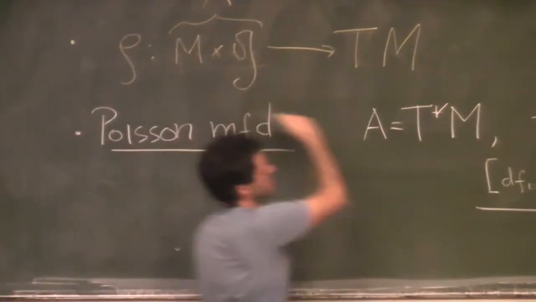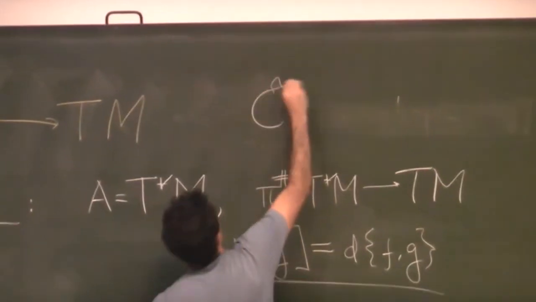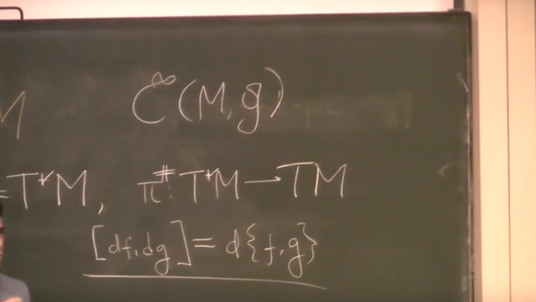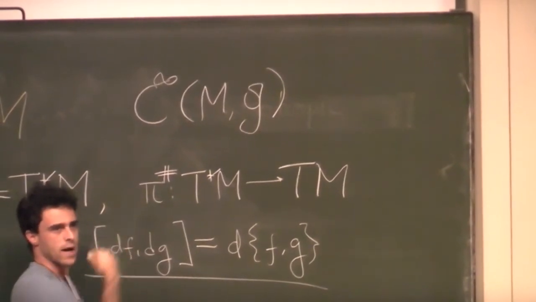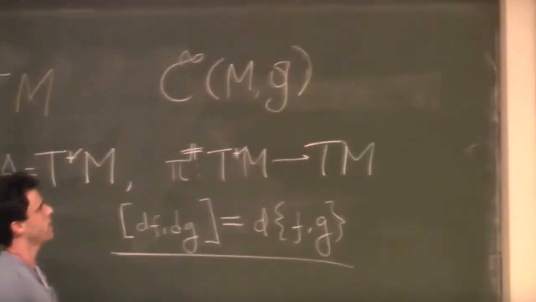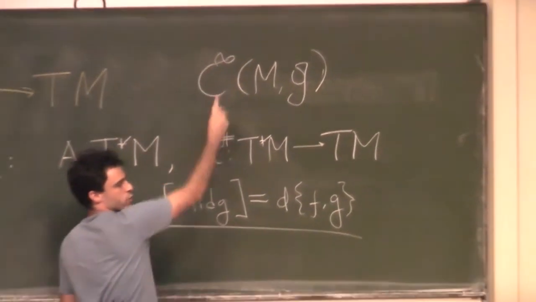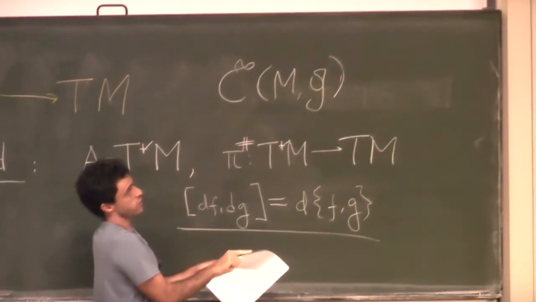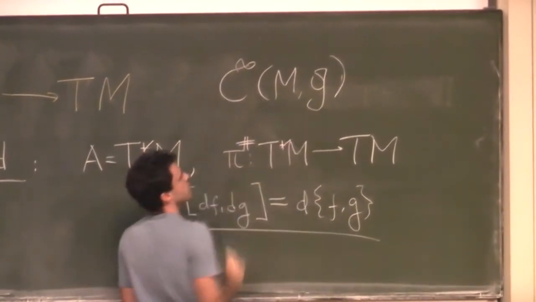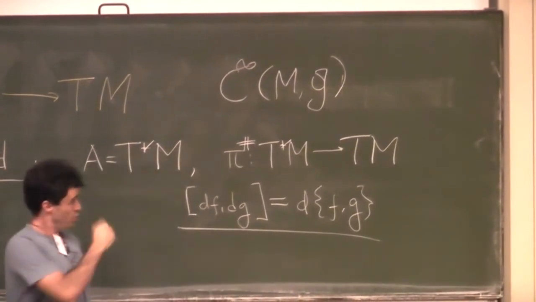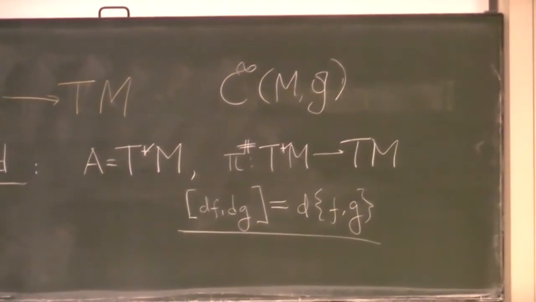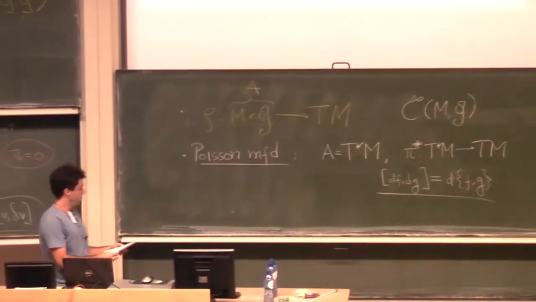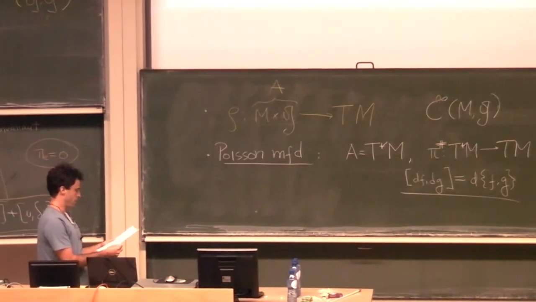So what are the sections in this first example? The sections here are just functions on M with values in the Lie algebra. So the constant functions are just Lie algebra elements. And there is only one bracket on these functions that restricts to the original bracket on constant functions, the Lie bracket on G, and satisfies the Leibniz identity. There's just one bracket that you can write with these properties. Okay, so that's the Lie algebroid of a Poisson manifold, right?